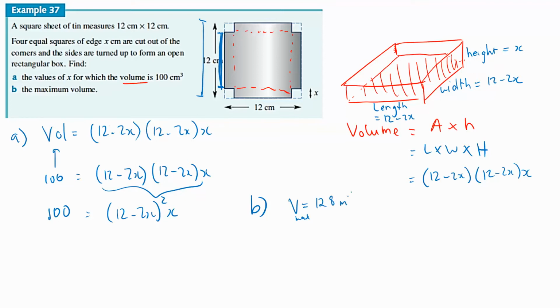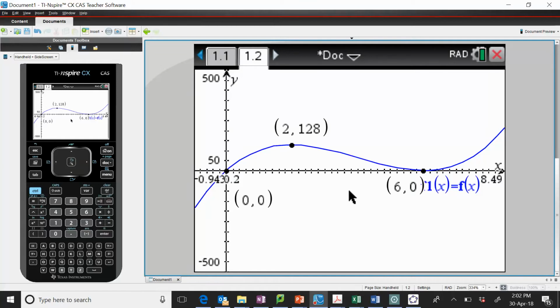So x is how much you cut out, y is volume. What's the maximum? Maximum is like the top, minimum is the smallest value.